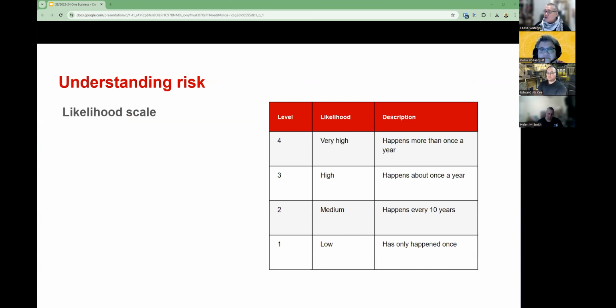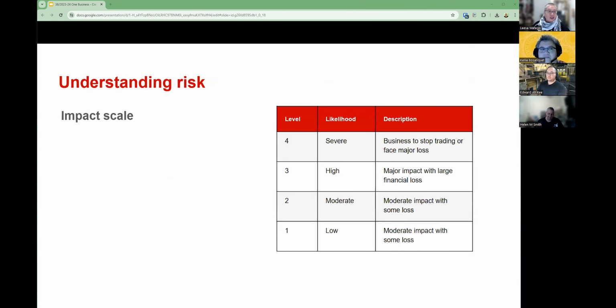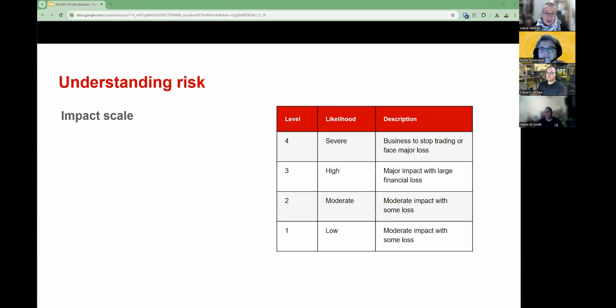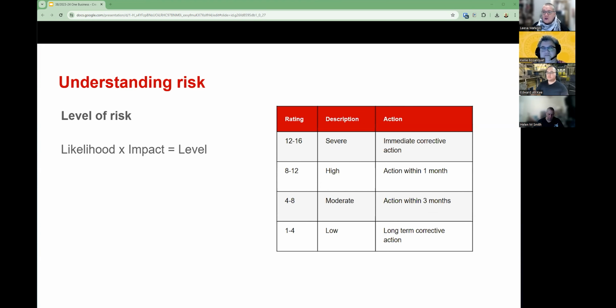So the likelihood of me falling over in my office is actually quite high, really. The impact of that could be low, moderate, severe, or high. The likelihood of me falling down the stairs is probably a medium. It has happened before, and the impact was quite severe the last time I fell down the stairs. So in assessing risk, we have likelihood times impact equals the level.